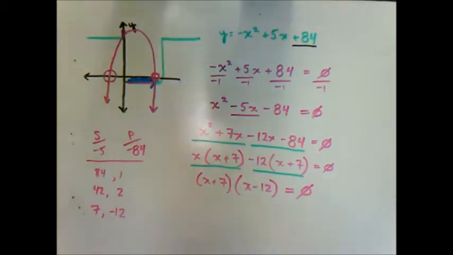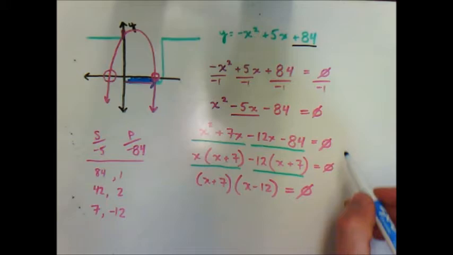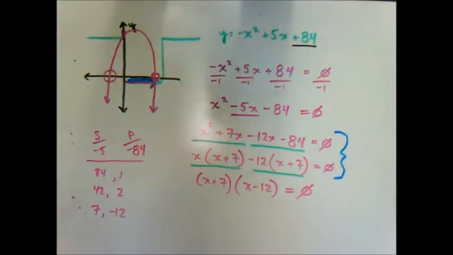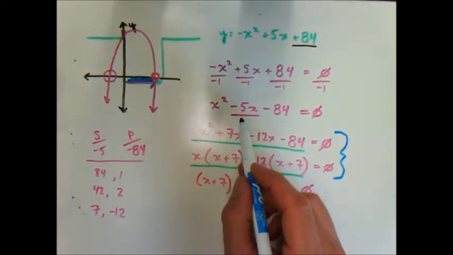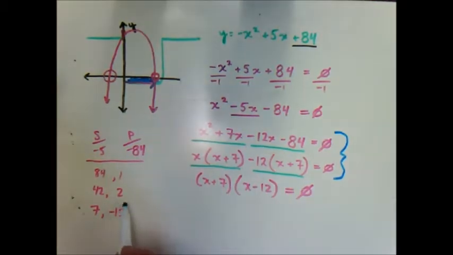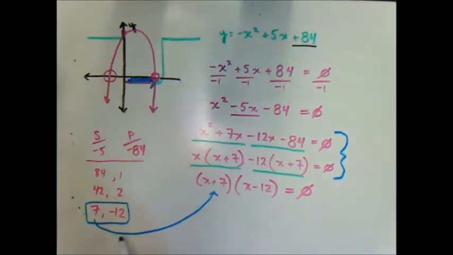Now, if you are paying attention, you're ready to skip a step. The step that you can skip is right here, two steps actually. If you know that the two factors that multiply to negative 84 and add to negative 5 are 7 and negative 12, well, look at what happened. x plus 7, x minus 12. All you need to do is plug them right into factored form and you'll be done.